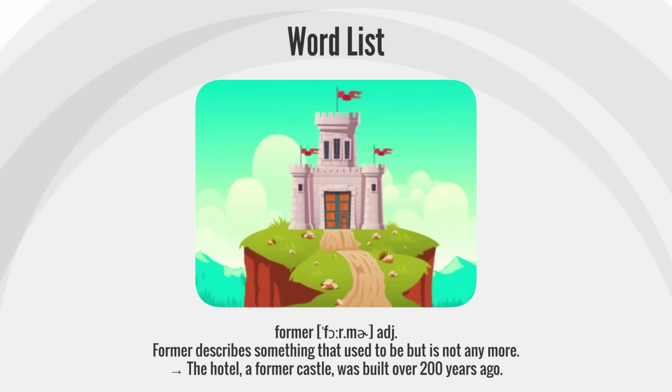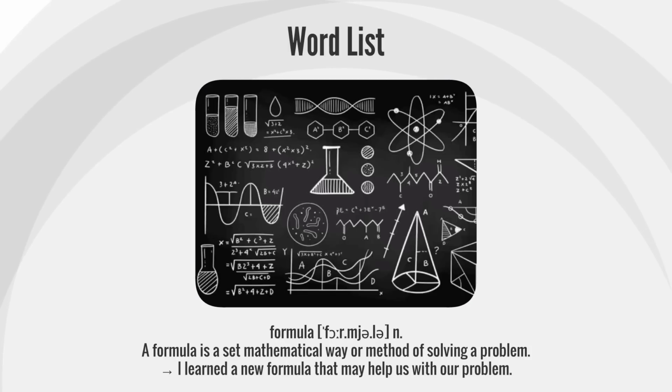Former. Former describes something that used to be, but is not anymore. The hotel, a former castle, was built over 200 years ago. Formula. A formula is a set mathematical way or method of solving a problem. I learned a new formula that may help us with our problem.